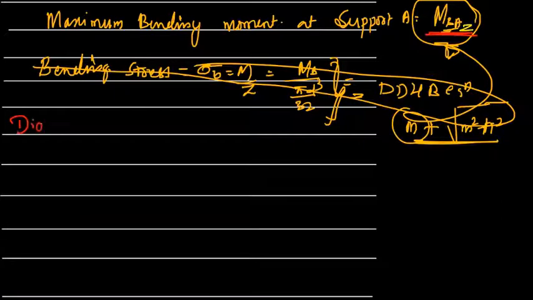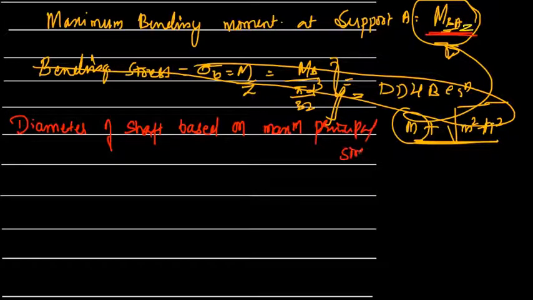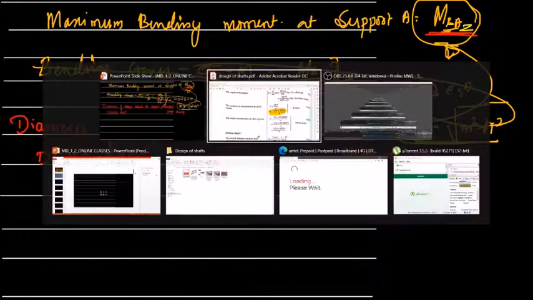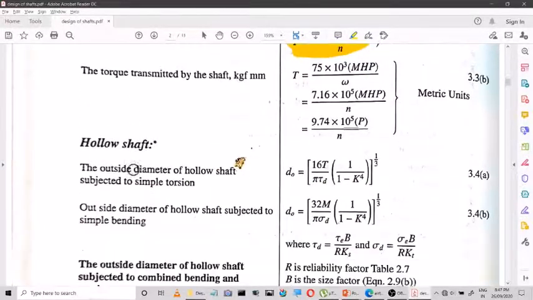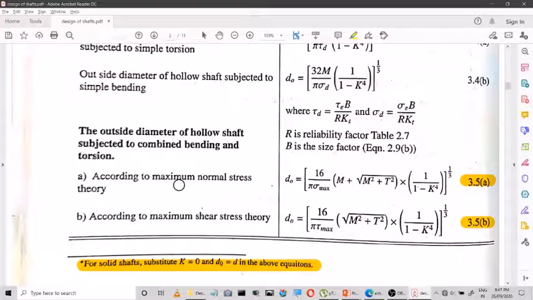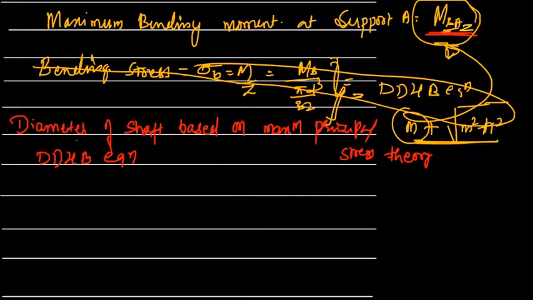So the diameter of the shaft based on maximum principal stress theory. Refer to the design data handbook. Let's see what the equation number is. Refer to equation number 3.5a. I'll write the equations here.